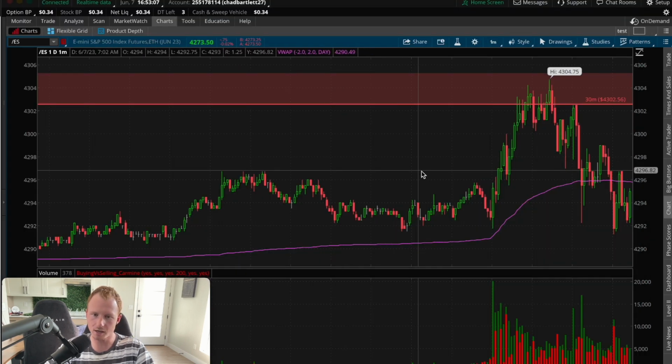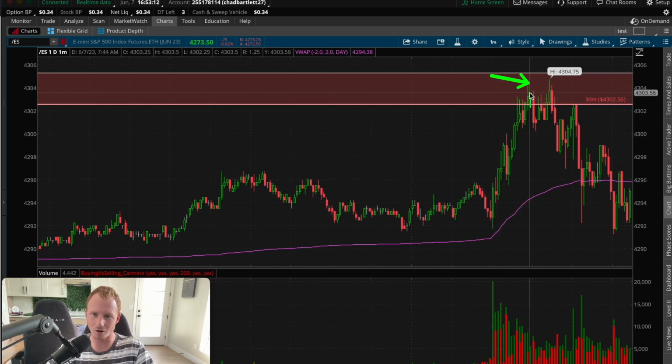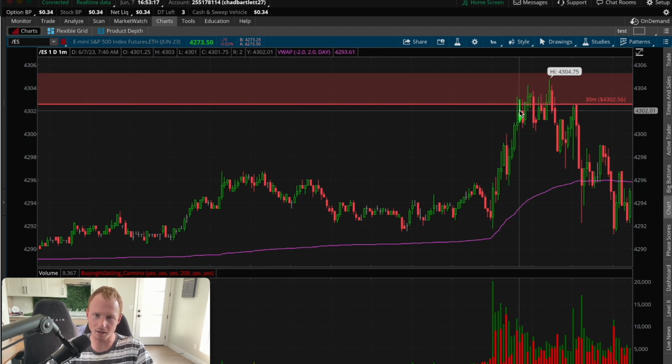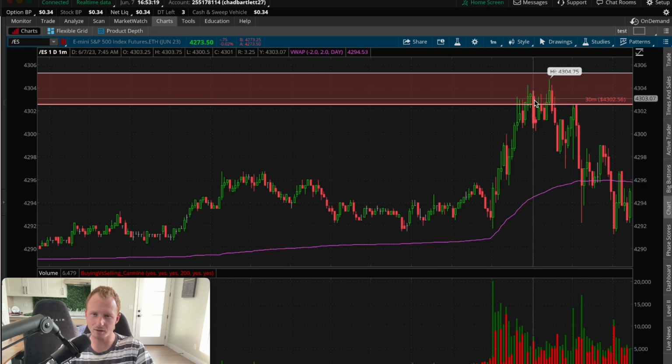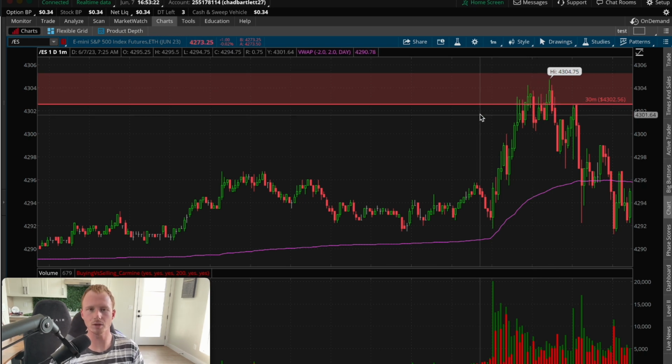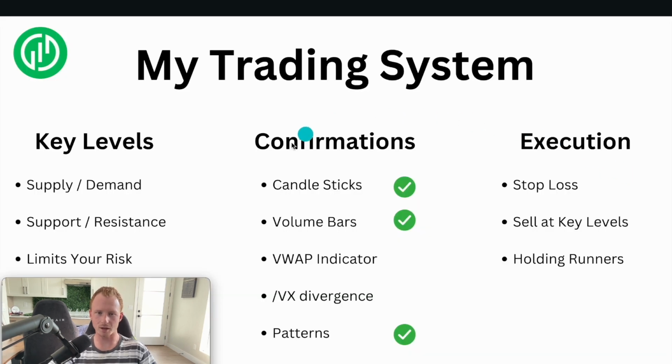As we can see, at market open we immediately started ripping up straight to our supply zone. Once we got into the zone, right here, we were in it for a few minutes, right? Now I'm looking for weakness, okay? This is where we go back to the system and look for these confirmations. We look for candlesticks, volume bars, the VWAP indicator, VIX divergence, and patterns. Like I said, I need at least 3 of these in order to take the trade based on my trading system.